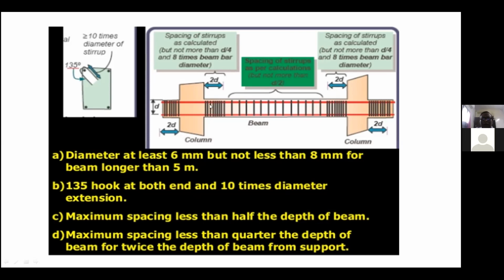From the diagram itself, we can clearly see that the stirrups we have to provide closely near the beam column joint. We have a column and then beam, so near the beam column joint, we have to place very close steel. And after the 2D region, where D is the depth of the beam, for the other region you should not be more than D by 2.